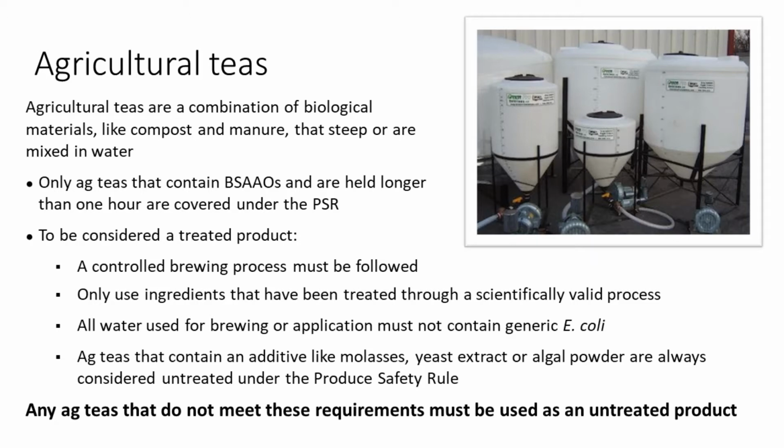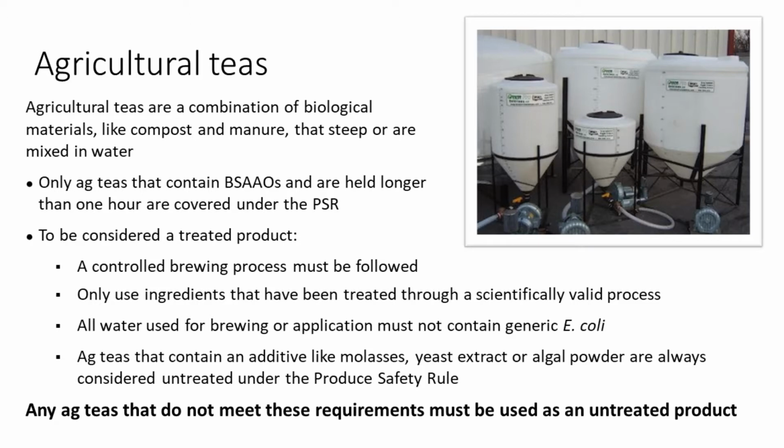And then the final thing, the way the produce safety rule identifies agricultural teas is that if you add some kind of additive to your agricultural tea, like molasses or yeast extract or algal powder, to increase the biomass of your ag tea, the way that the FDA has looked at that is they've said that when you do that, that automatically makes it an untreated product. And the reason for that is a couple reasons.